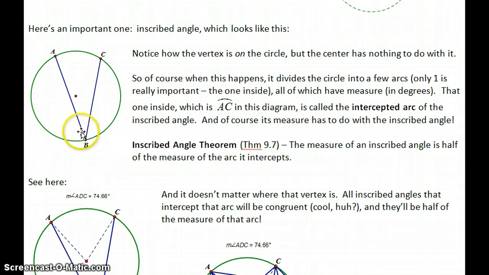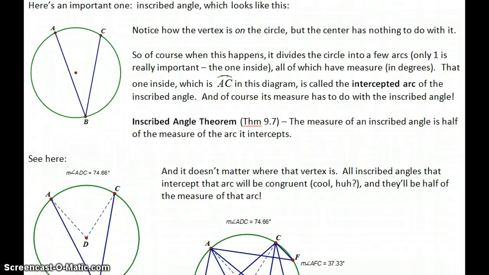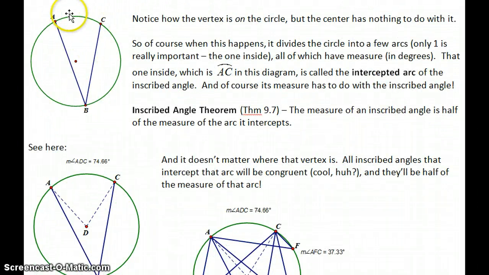Anyway, that rule is about inscribed angles, where the vertex is on the circle. The angle is basically made by two chords, which may have nothing to do with the center of the circle, and there's an arc in the interior of that angle. That arc is referred to as the intercepted arc. We've got a lot of words that start with I in this chapter. We've got inscribed, we've got intercepted. The intercepted arc is the one that's inside the interior.